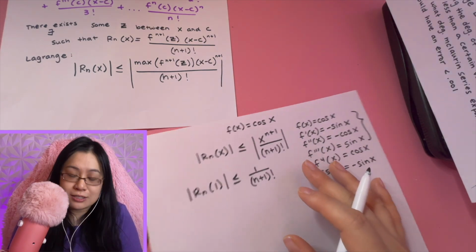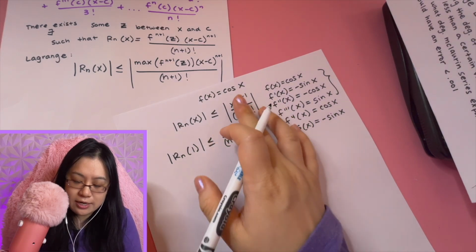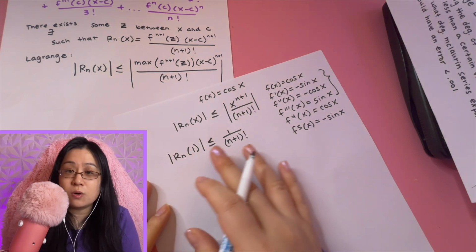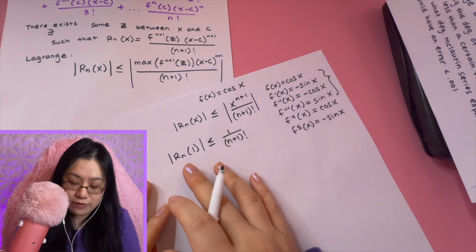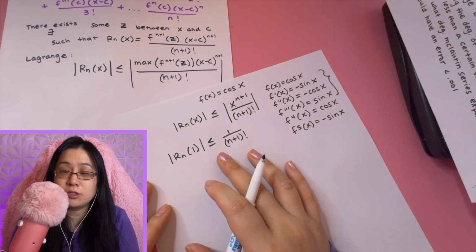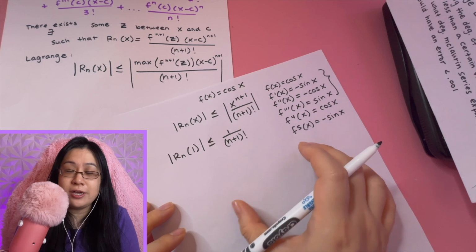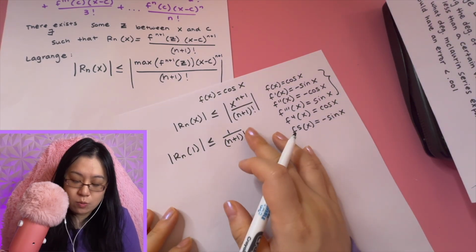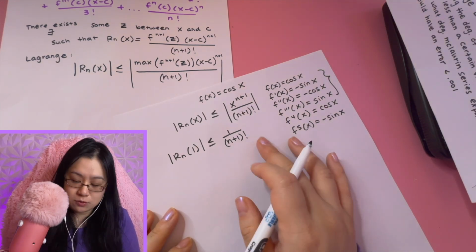So what this says is that according to the Lagrange error bound, for cosine x, or cosine 1 specifically, the error is going to be less than or equal to 1 over n plus 1 factorial. So if I were to use the Maclaurin series expansion for degree, let's say 4, then the error is bounded by, so it will be less than or equal to 1 over 5 factorial. So just whatever that n plus 1 factorial.